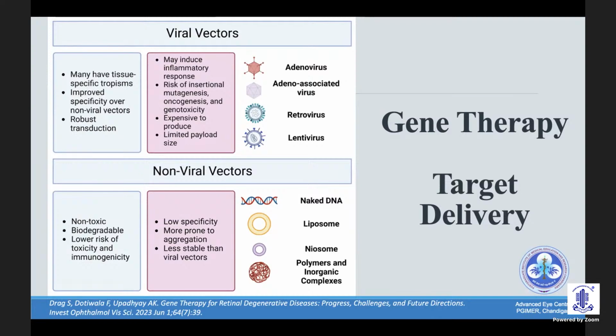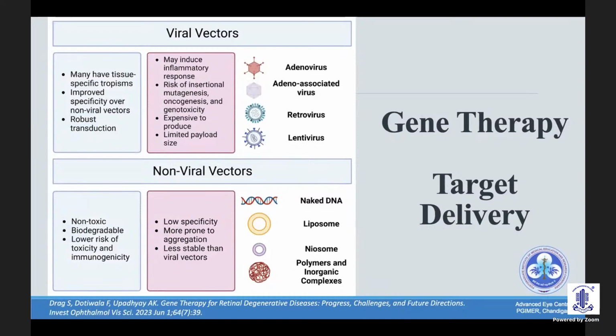They have improved specificity, so they will reach the specific tissue only, and they have robust transduction, meaning the effectiveness of the therapy is more. But there is a problem with them also: because a virus is involved, they may induce an inflammatory response. And once there is an inflammatory response, those cells can subsequently die over time and the effect can be reduced. There is a risk of insertional mutagenesis and oncogenesis, as happened, as I told you, in 99. Especially with the retroviruses, this risk is very high.